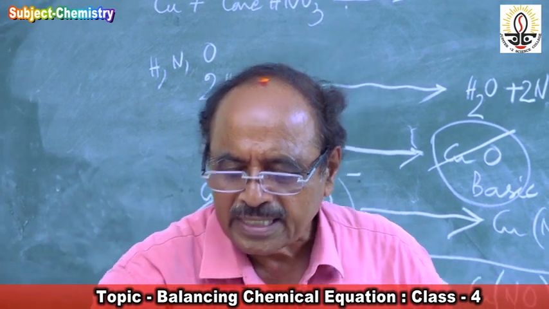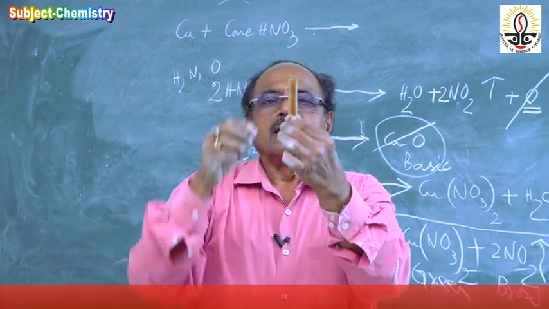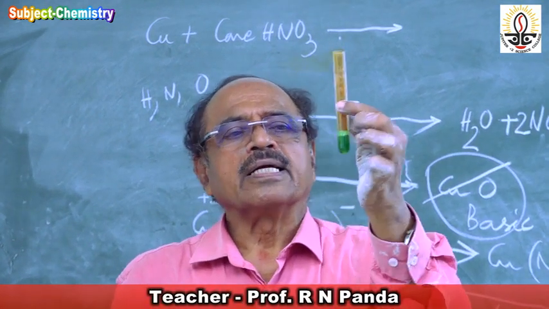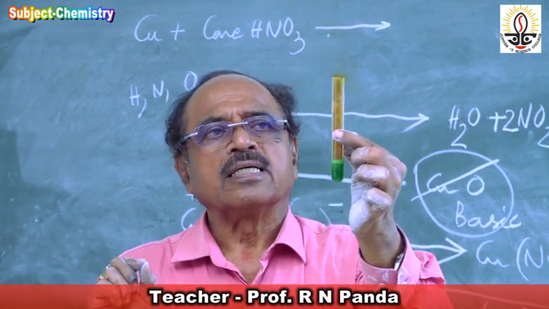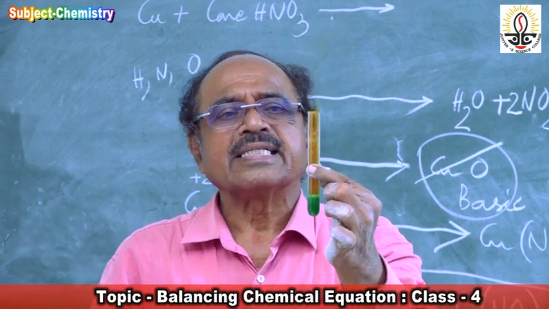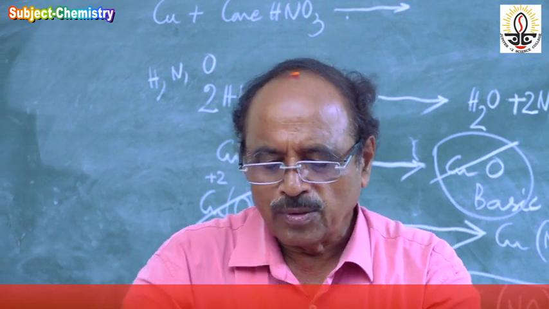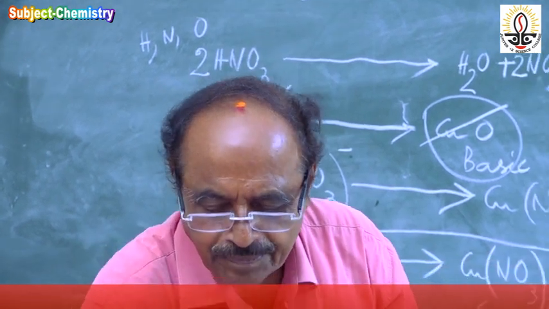This is also a redox reaction, because copper is reacting. Copper is exhibiting reducing property. Here nitric acid is giving oxygen, so it is the oxidizing agent, and this is also a redox reaction. So this is the way you got the reaction with copper.